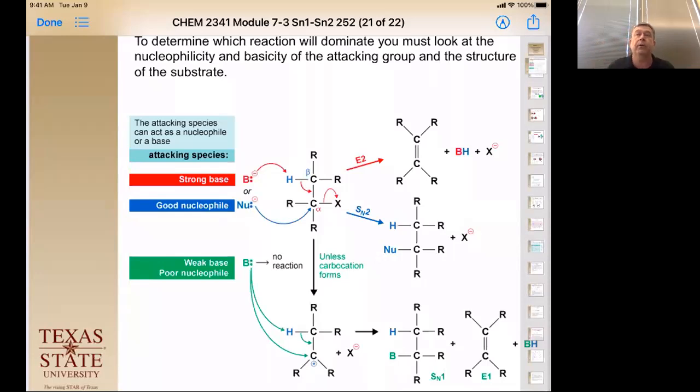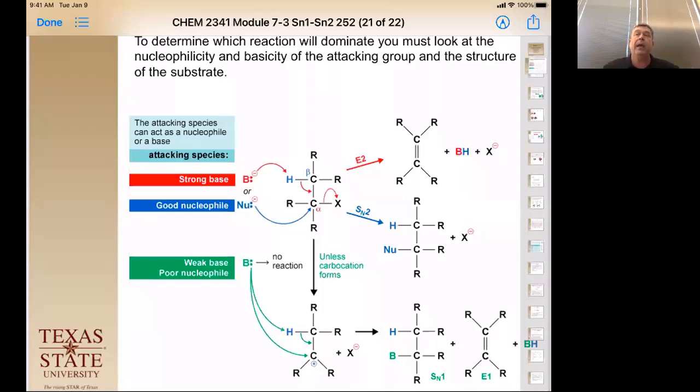Now, if you don't have a strong base and you don't have a good nucleophile, then you must go through your carbocation intermediate. Because it's going to be a poor nucleophile and a weak base, you're going to have those in competition. So you need to understand what a weak base and a poor nucleophile is.